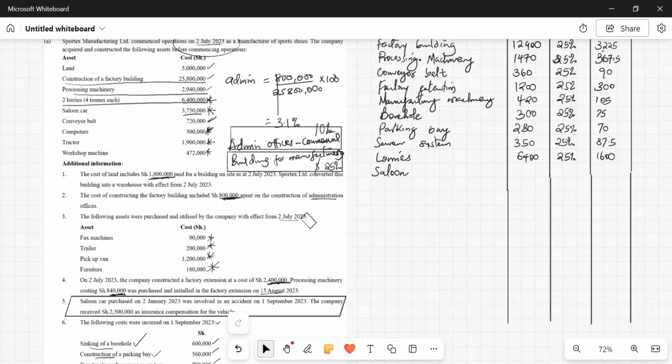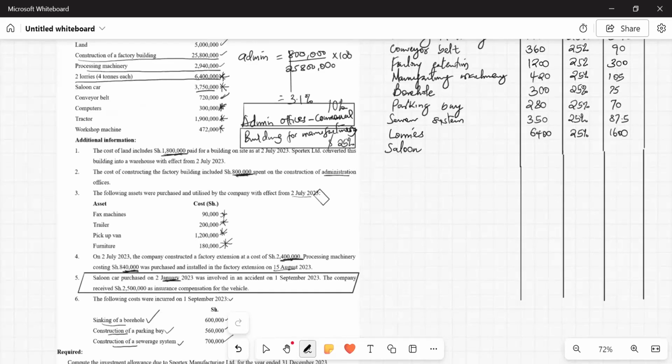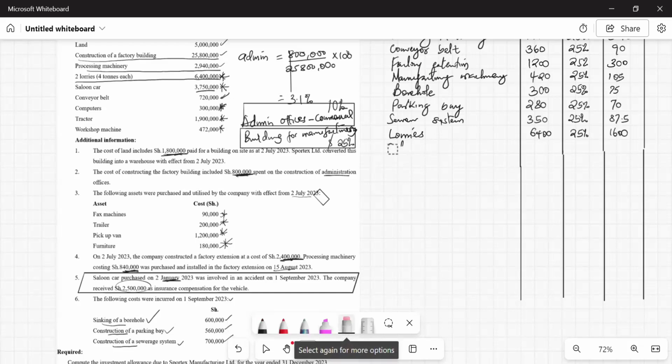So we want to assume this is the same asset, though the month there, January, was a problem. It should be July. So the asset, the motor vehicle purchased on 2nd July was involved in accident on 1st September, and the company received a compensation from insurance company of that. So this motor vehicle, by the time it is being sold, it has not been granted any investment allowance because in the case whereby we are calculating a full year's investment allowance, it is granted only to the assets which are there at the end of the year. If an asset was disposed of during the year, then it is not granted any investment allowance in that year that it has been disposed of. So if this asset was purchased and the same time sold in the same year or disposed of, then there's no investment allowance granted to it. Zero investment allowance. So that is what is happening in this case of this saloon car. So we are assuming as if this saloon car did not even exist.